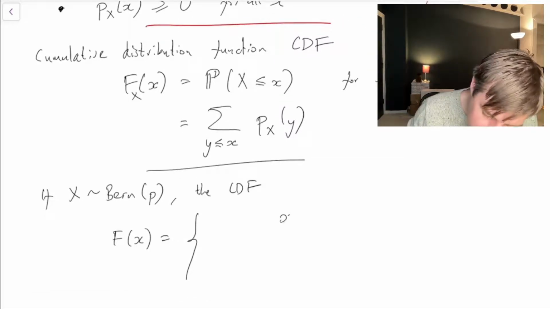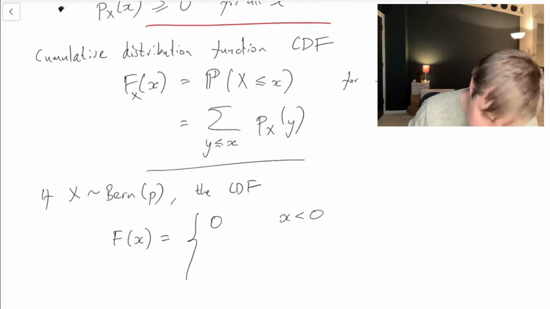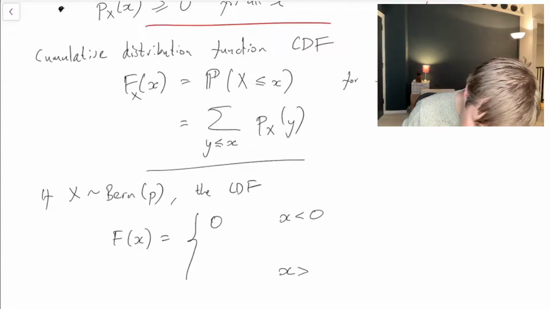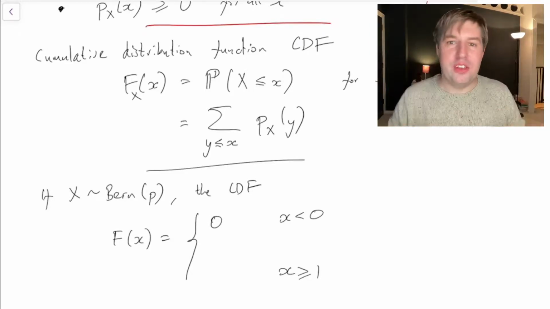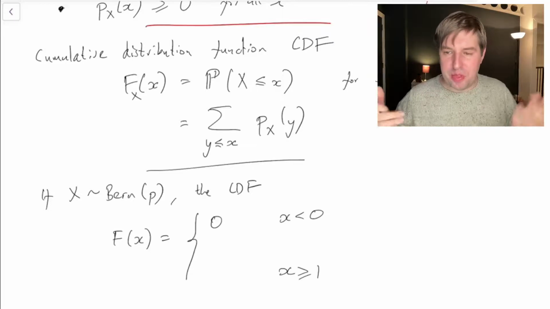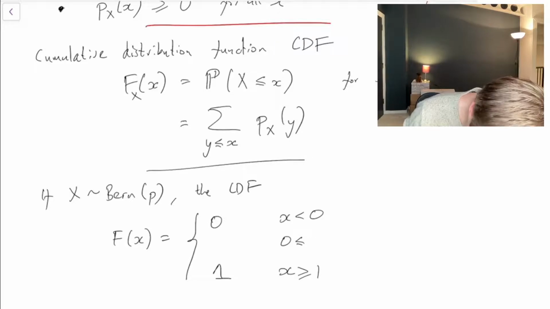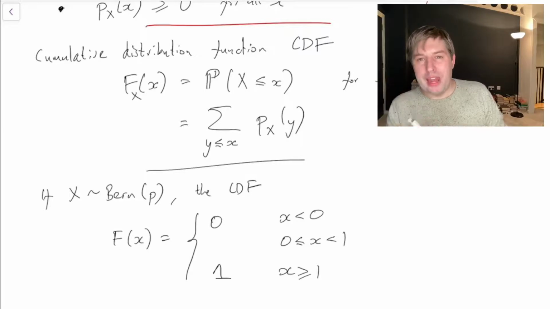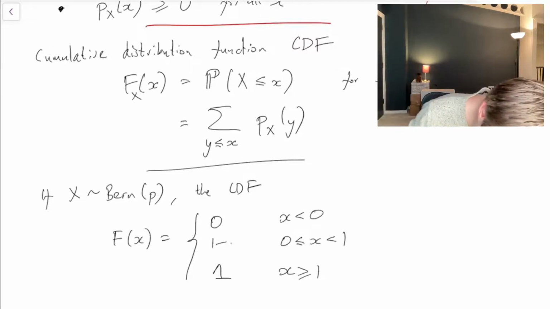So if x is less than 0, it's impossible for the value to be smaller, so that's a 0. Similarly, if x is greater than or equal to 1, you're certain to be less than x because you can only take values 0 and 1. So what's the probability you're less than or equal to 3? Well, it's certain. And then in between 0 and 1, the probability we're less than, say, a half is the probability we equal 0, because 0 and 1 are the only possibilities. So this will come up as 1 minus p.